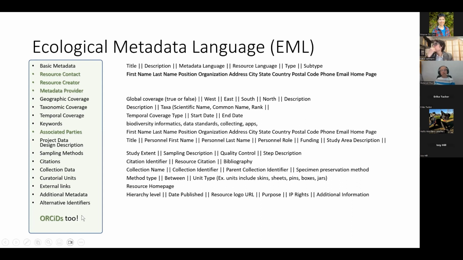But you can tell us something about the how. What are the sampling methods, right? What was the project data design, the protocols that you used? What's the taxonomic and temporal coverage, as well as the geographic coverage of the data inside the box? And you can provide the keywords that you know your community would find appealing and want to search by. Just a quick taste of EML.